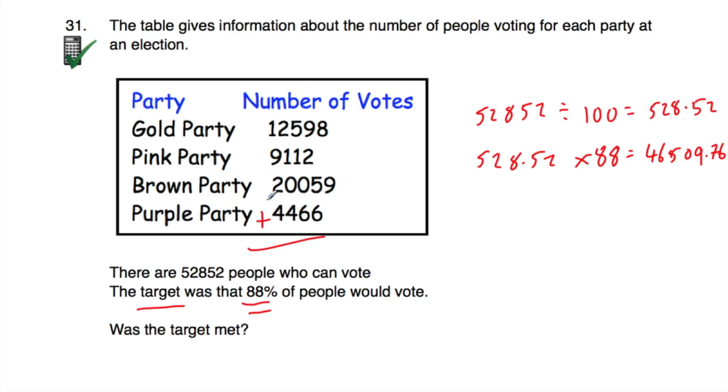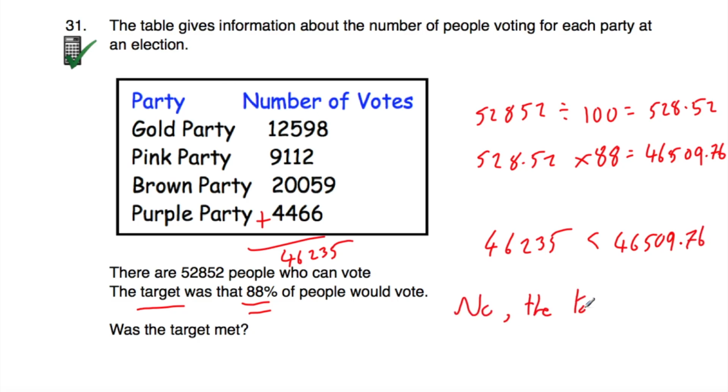So let's do 12,598 plus 9,112 plus 20,059 plus 4,466, and that's equal to 46,235. We want to see, is this number bigger or smaller than the target? Well, it's smaller than the target. 46,235, the number of people that voted, is smaller than 46,509.76. So no, the target was not met, because not enough people voted. Okay, let's look at our next question, question number 32.